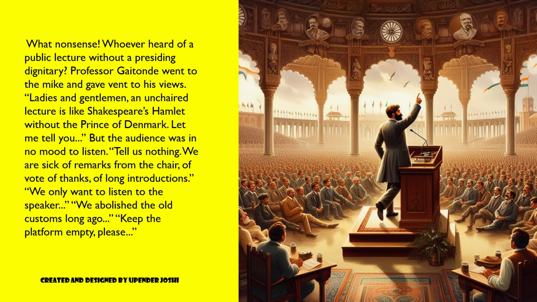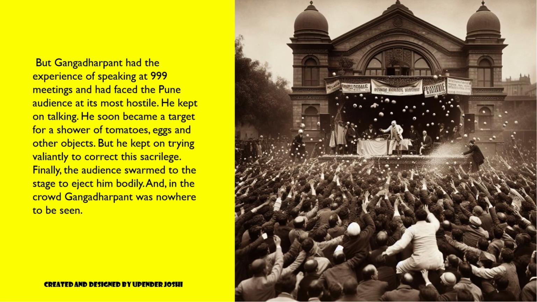But the audience didn't want to listen. They were tired of formalities and just wanted to hear the speaker. They had abandoned old customs long ago and wanted the platform to stay empty. So despite his experience speaking at many meetings, Professor Gaitondei faced a hostile audience. They started throwing tomatoes, eggs, and other objects at him. He tried to keep talking but was eventually pushed off the stage by the crowd.